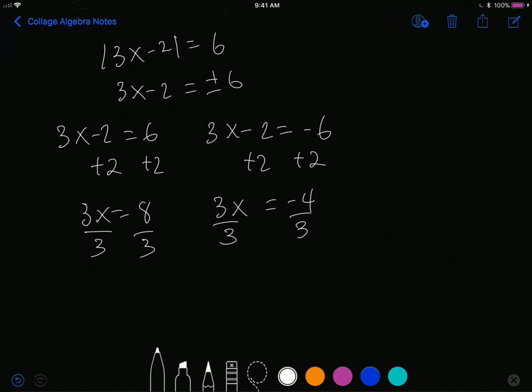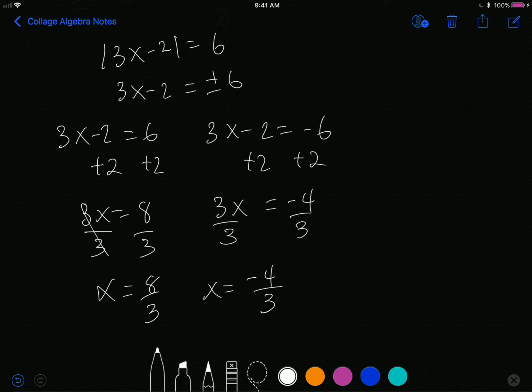And these right here are our answers. X is 8/3, and x is equal to negative 4/3. You should check those answers by plugging them in. Again, when you plug them in, you'll see that they both work. Plug in the 8/3 and the negative 4/3.